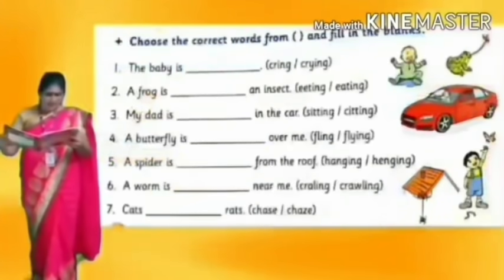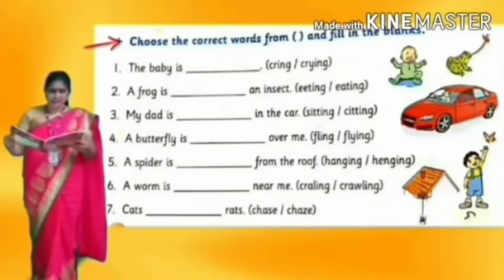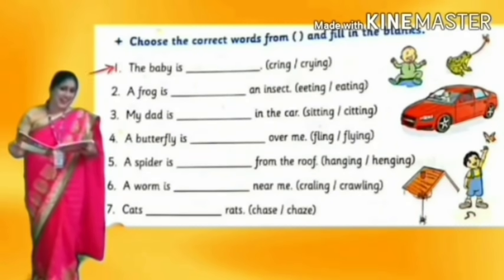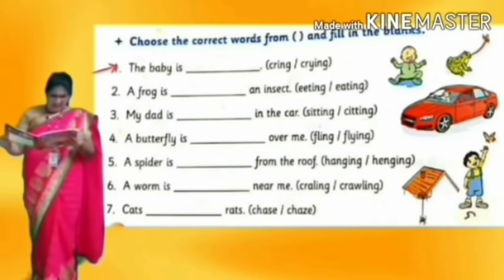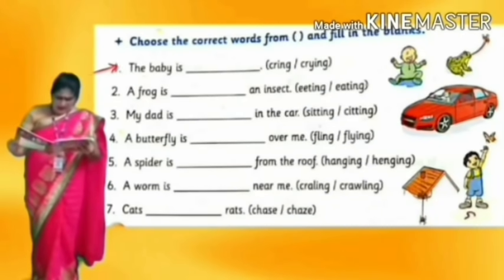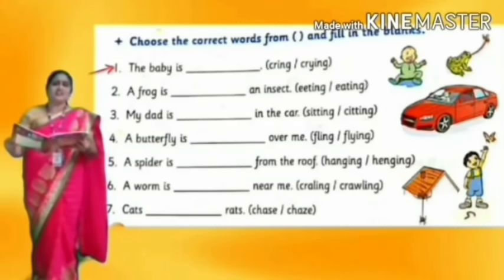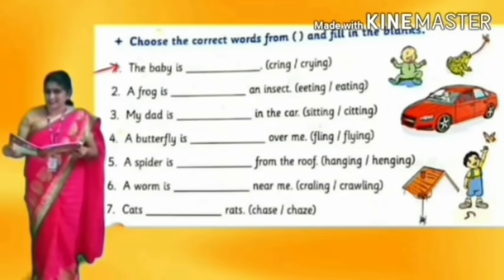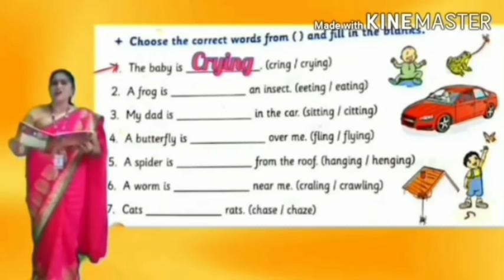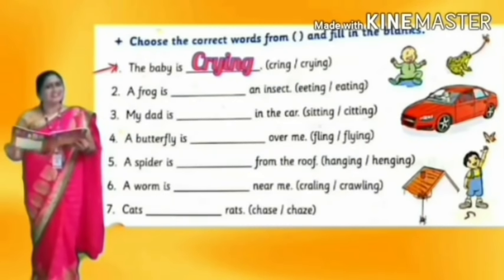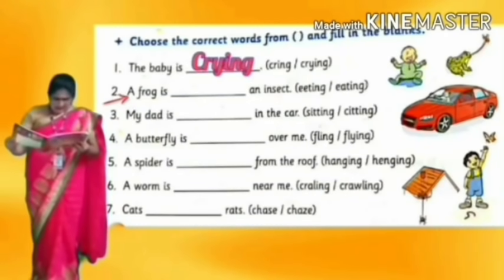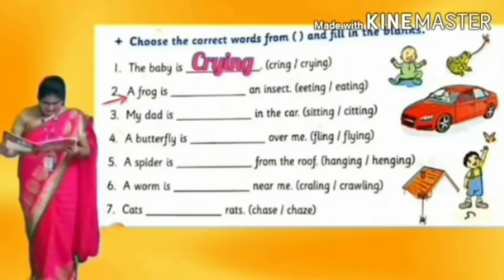Next, choose the correct words from the brackets and fill in the blanks. First one, the baby is dash, crying. C-R-I-N-G, C-R-Y-I-N-G, crying. So you have to write the spelling C-R-Y-I-N-G, crying.